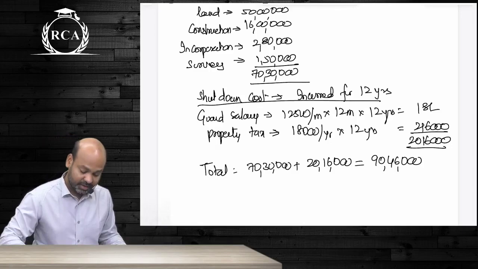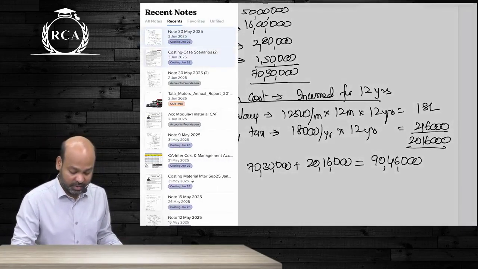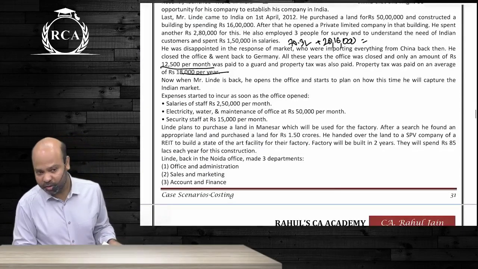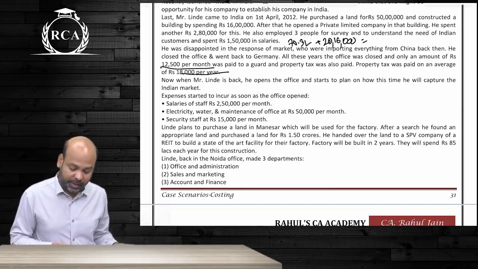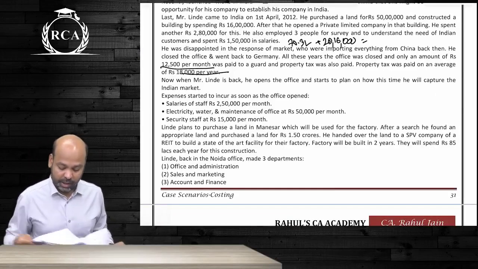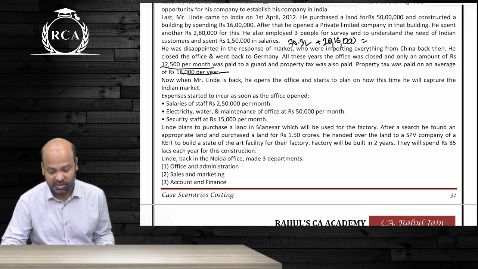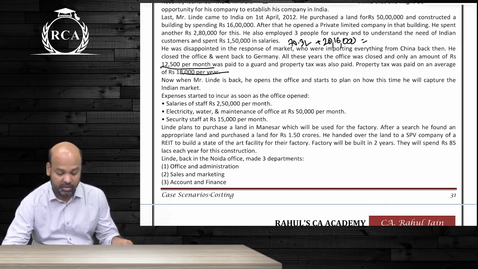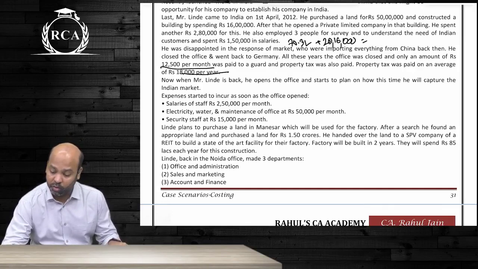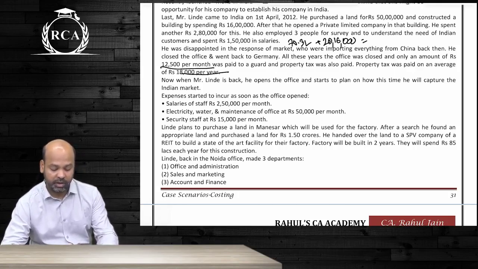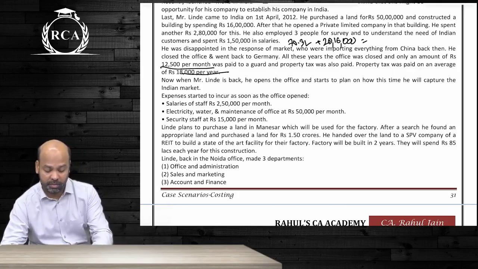Next. Now that he is back, he opens the office and starts to plan how this time he will capture the Indian market. Expenses incurred as soon as the office is open: salaries will be 2,50,000 per month. Electricity, water and maintenance of office at 50,000 per month. Security will now demand 15,000 per month.